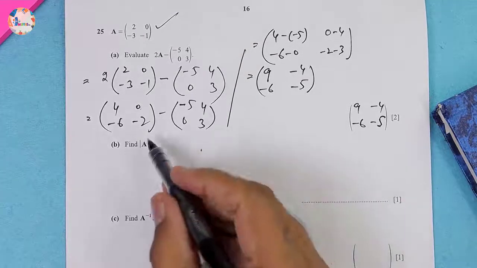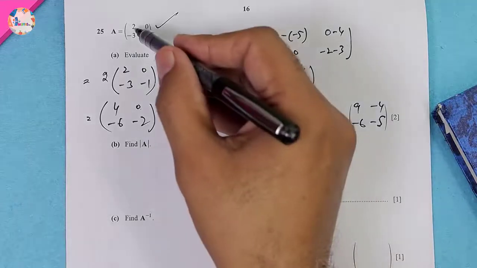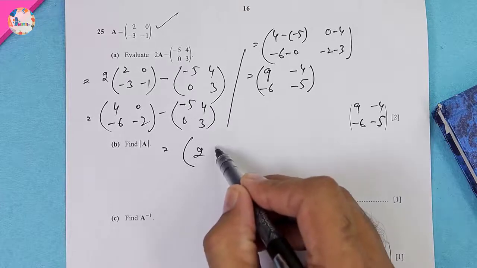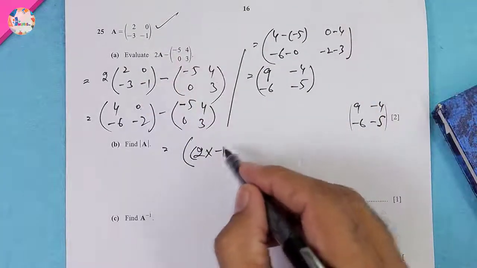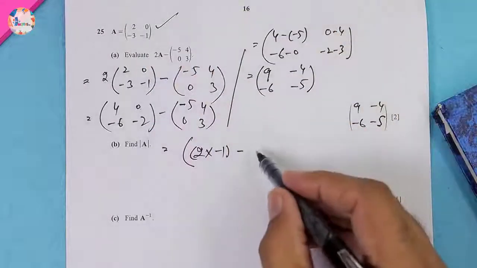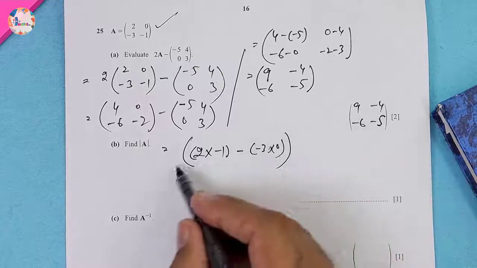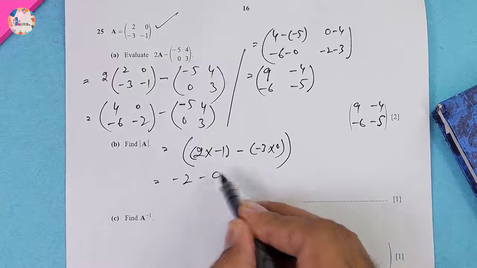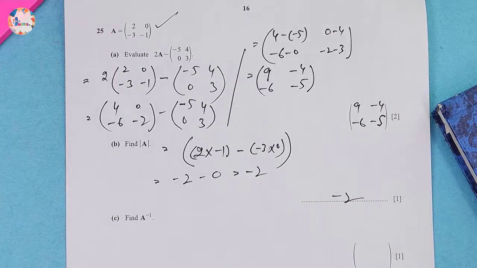Now B part, find mod of A. So for the mod, we are multiplying this into this, it means 2 into minus 1, and minus this, we can put in brackets minus 3 into 0, so this portion will be 0 and this will be minus 2, so we can write minus 2 minus 0, which is equal to minus 2, so the answer will be minus 2.